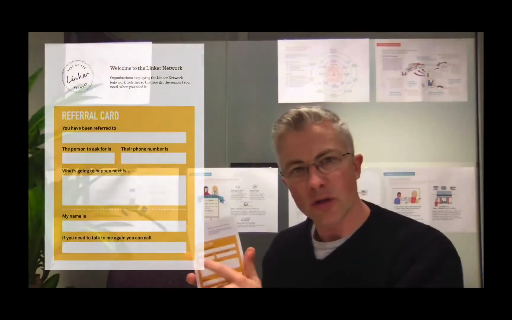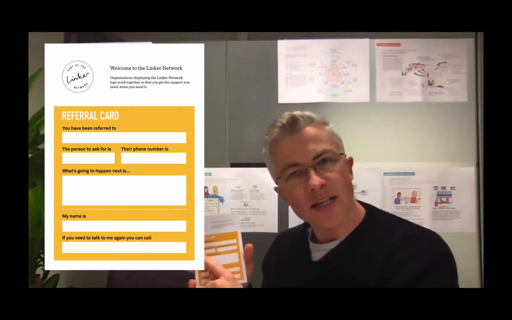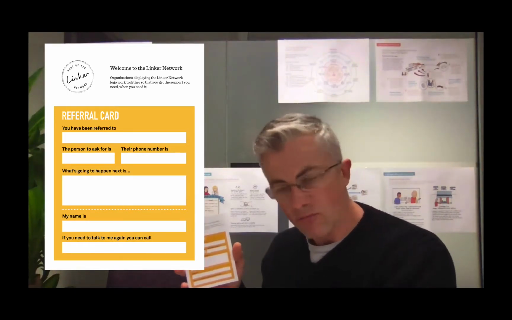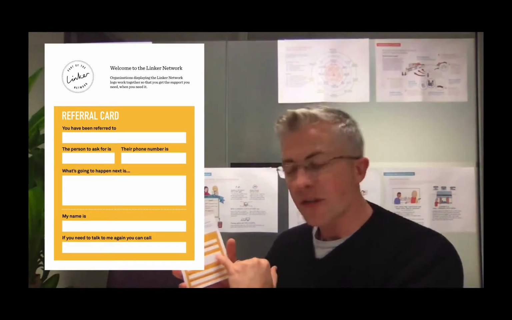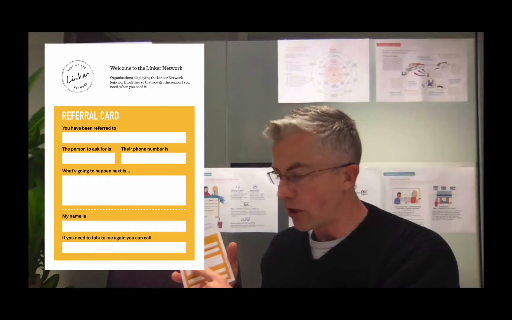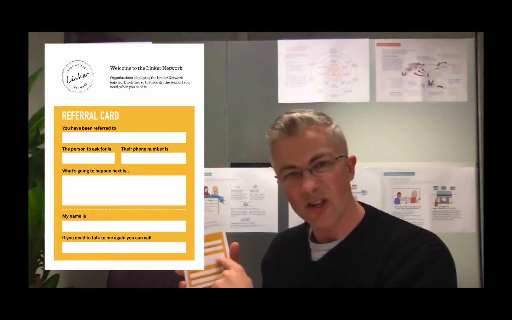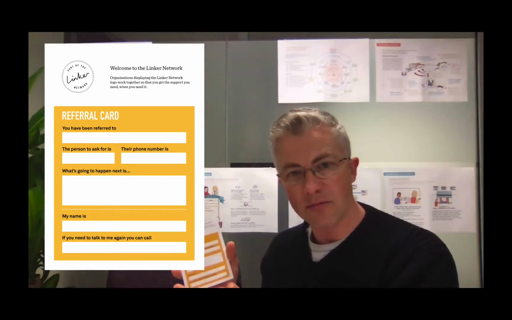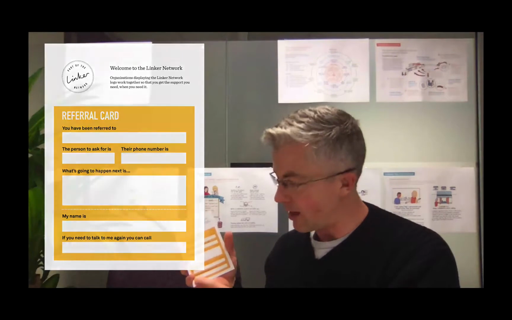We'd fill this out, and it says, you've been referred to this family support service. The person to ask for is James. That's who we just spoke to on the phone. James's phone number is whatever it is. And what's going to happen next is you're going to go to this address. James is going to meet you with a food package, and he's expecting you in the next 15 minutes. And then my name's Damien, and here's my phone number. And I give this to the client.